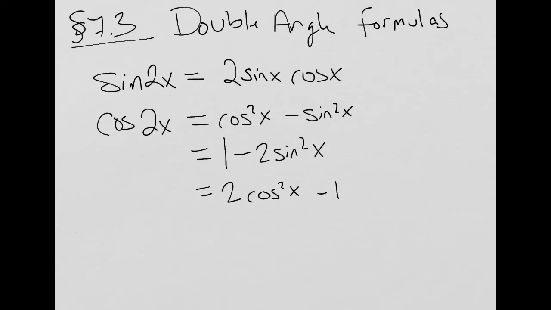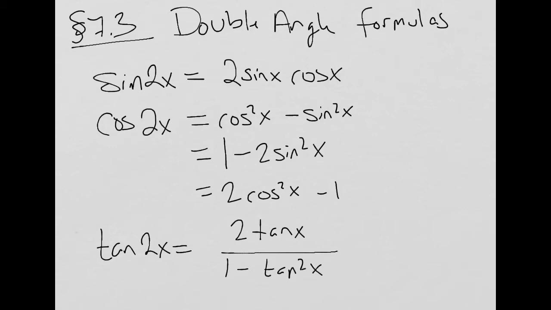And your text includes one for tangent as well. Tan of 2x is 2 tangent x over 1 minus tan squared of x. And that one can be proven by using the fact that tangent is sine over cosine, and then you use whichever one of these is easiest, but you can prove this works out as well. Your book gives you the details on that. So let's look at some examples of how we might be able to use this.